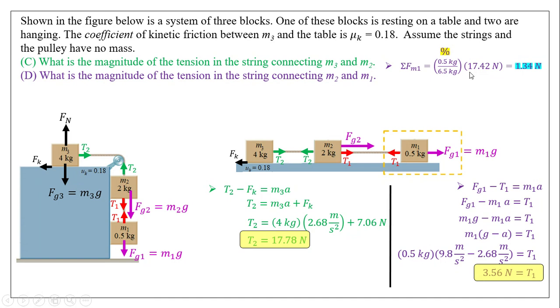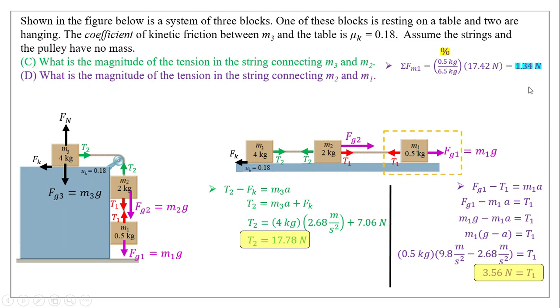And this value comes from taking the total mass times the acceleration of the system, okay? So if you punch in 6.5 kilograms, which is the total mass, times the acceleration of the system, which is 2.68, you should get 17.42. So the total force on the system is 17.42, but how much of it is going into M1? Well, this much percent, so 0.5 divided by 6.5. And that should give you a value of about 1.34. So there's 17.42 newtons as a total force on the system, and only about 1.34 of that is allocated to M1.